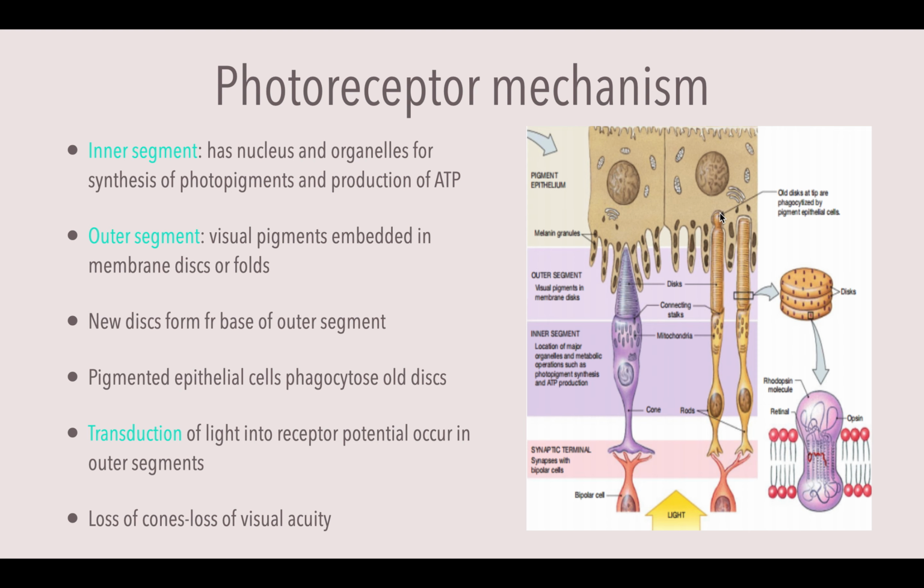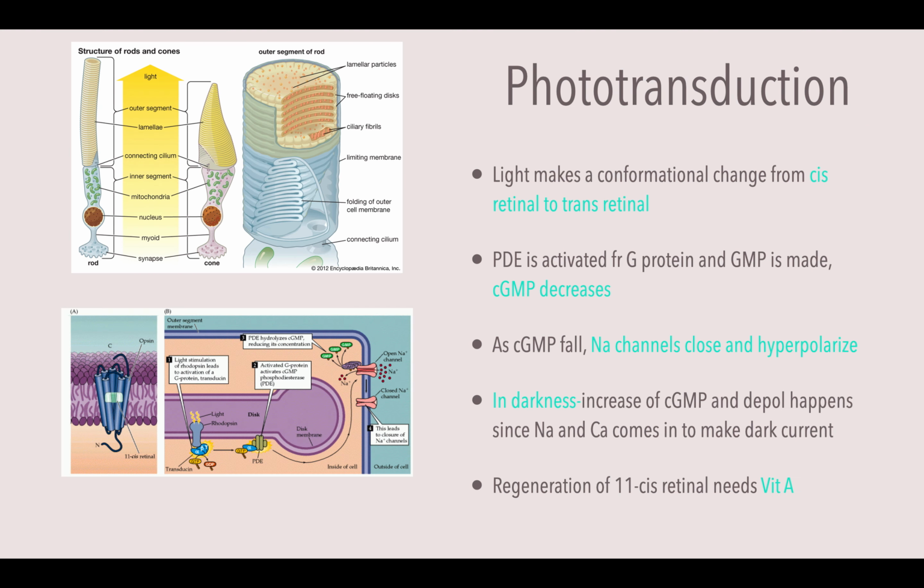The transduction of light is going to occur in the outer segments, of course, because this is where the visual pigments are. Light comes in and makes a conformational change from cis-retinal to trans-retinal. PDE is going to be activated from G protein, and GMP is made, so cGMP falls. As that falls, the sodium channels close and hyperpolarize. Then in darkness, there's going to be an increase of cGMP, and depolarization happens because of the influx of sodium and calcium.